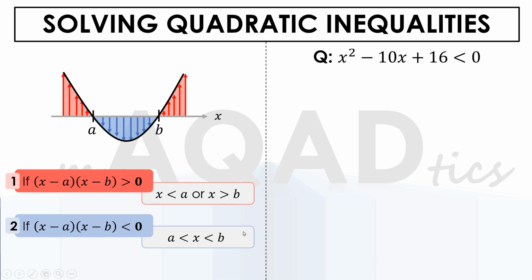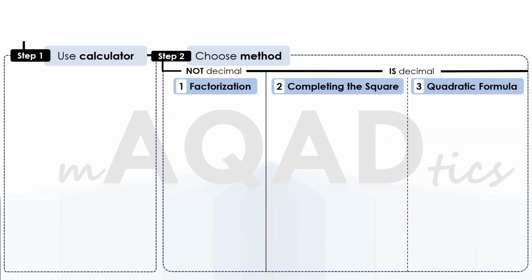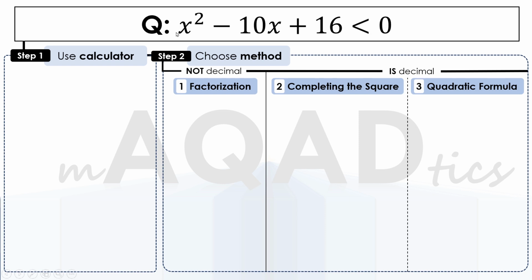Right, so let's go to one of the examples here. So here we have a quadratic inequality, but let's factorize first. This one is the framework of how we solve quadratic equations. You can refer to lesson 6 for the details of this part. Now we have this equation, and the first step is to use the calculator. So let's put the values inside the calculator first.